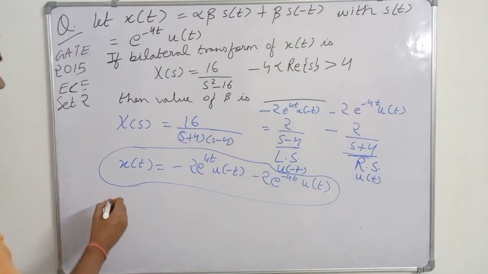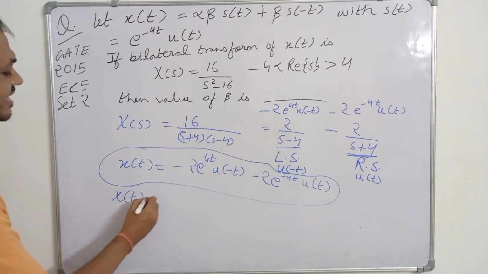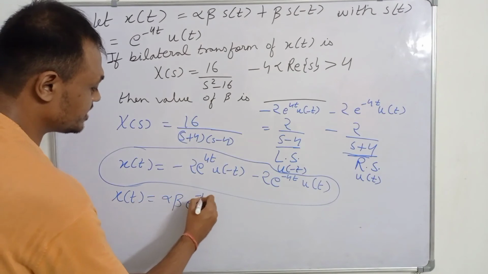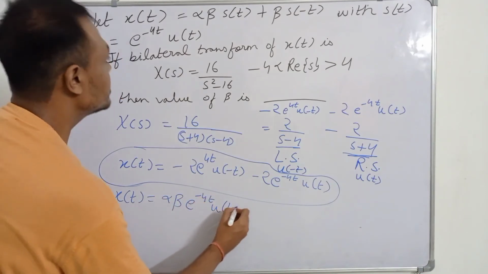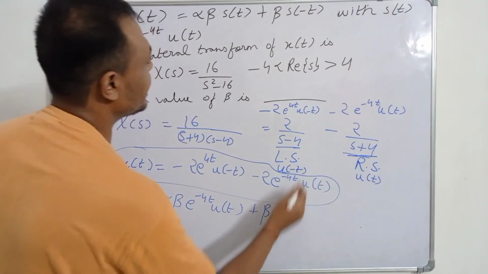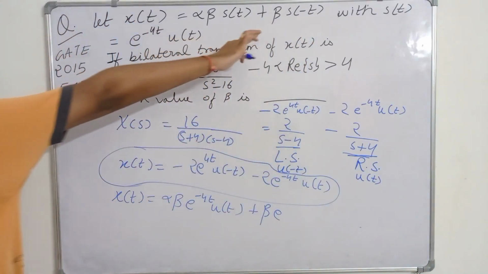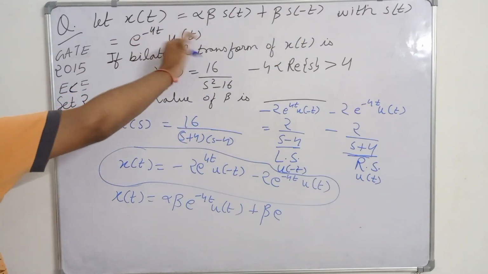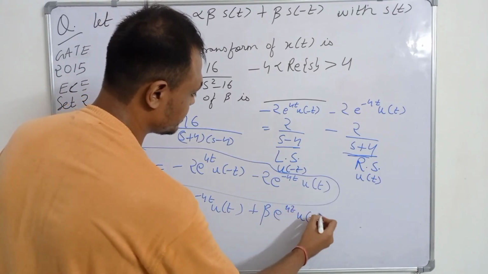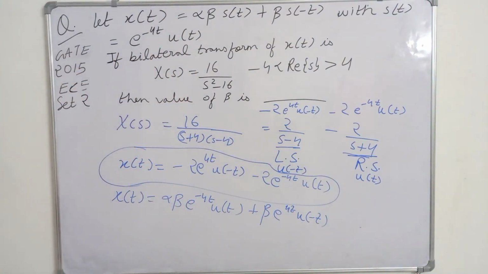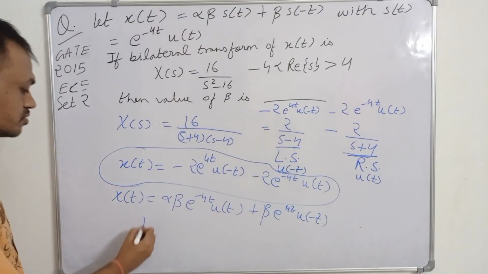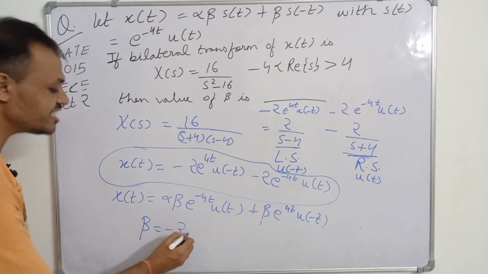Now x of t is given as alpha s of t plus beta s of minus t. So we can write alpha e to the power minus 4t u of t, plus beta s of minus t, and here we just replace t with minus t, so e to the power 4t u of minus t. Now if you compare with minus 2 e to the power 4t u of minus t, the value of beta is minus 2.